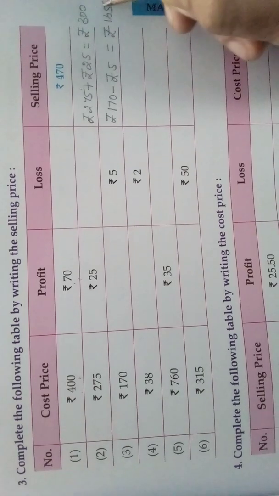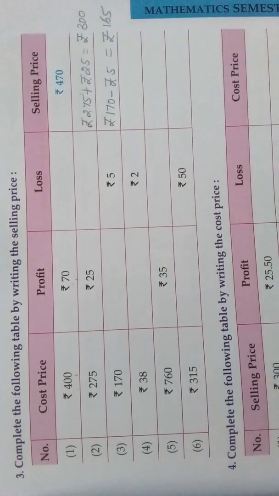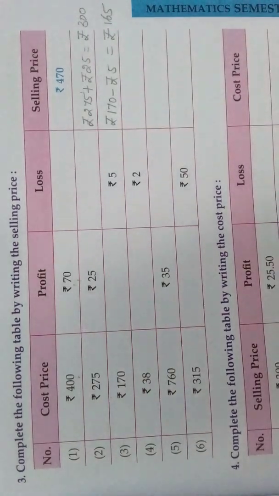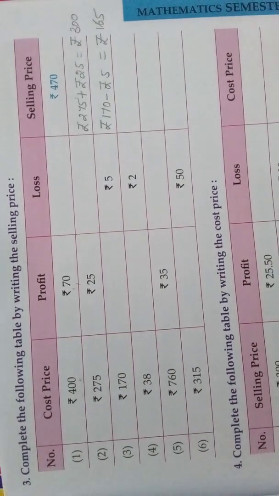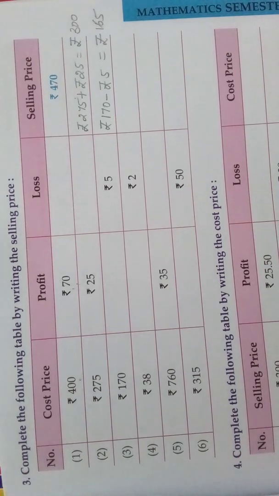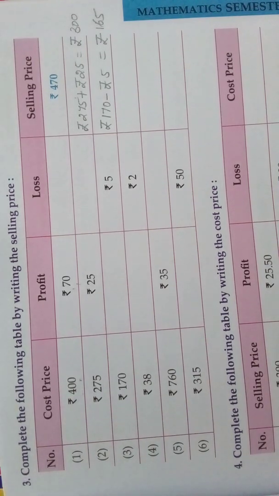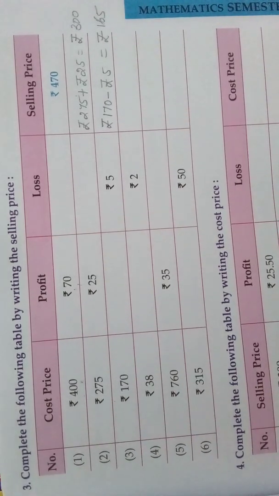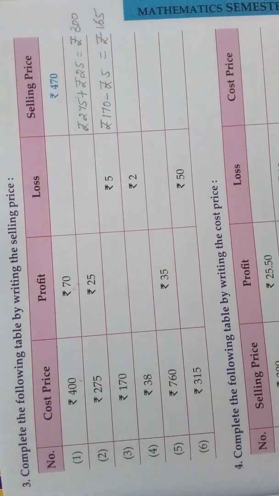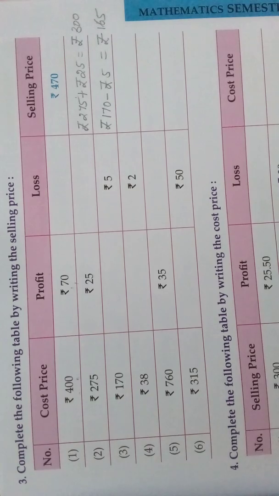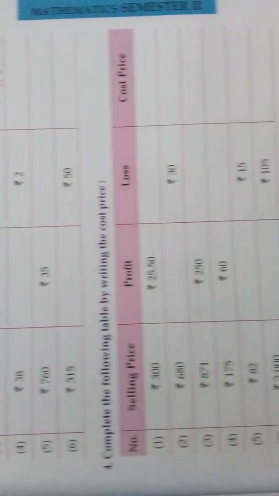Understood, children? See what we should do: to get the selling price, if it is a profit, we should add the profit amount to the cost price. If it is a loss, we should subtract the loss amount from the cost price. Okay, understood? Come, we will see the next main.